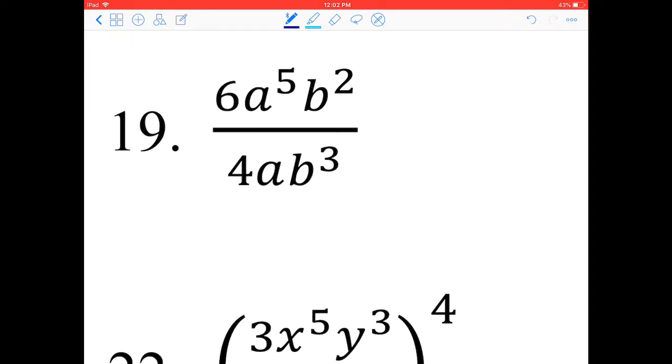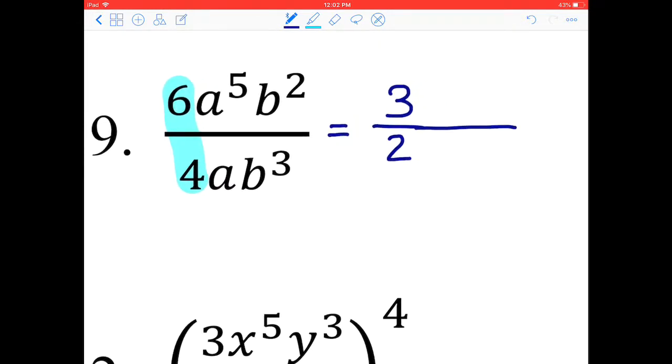Quotient property and nothing else. So when you have the quotient property, reduce your coefficients. 6 divided by 4 cannot happen, so just reduce to 3 over 2. And then leave that fraction line pretty long because we need to figure out where everything else goes.